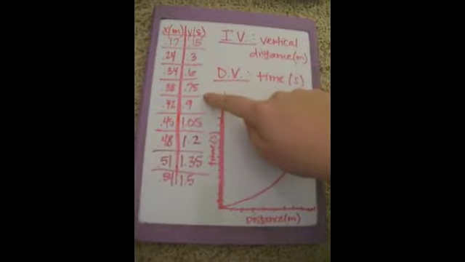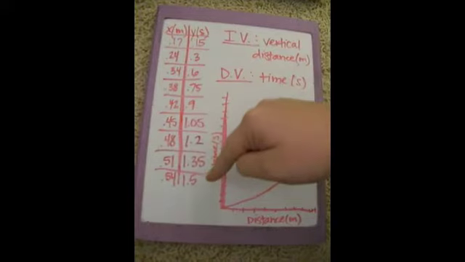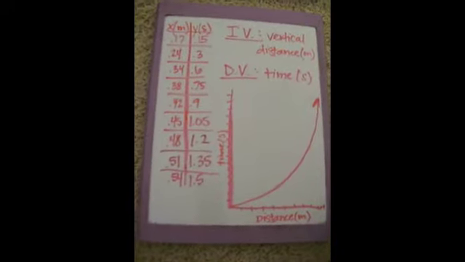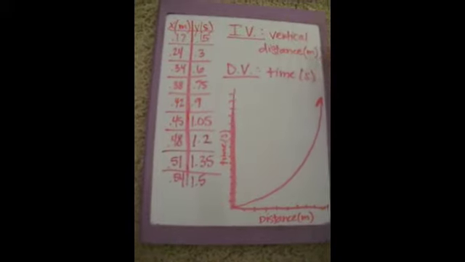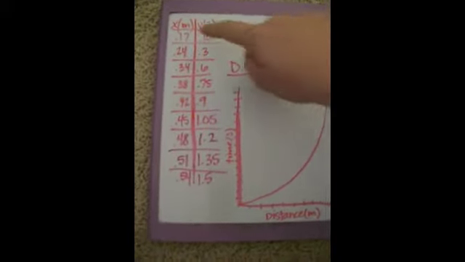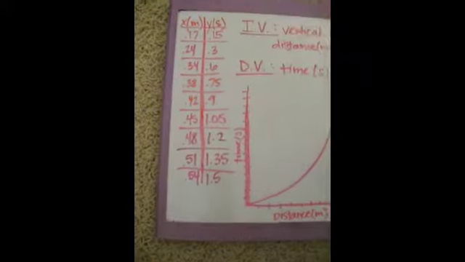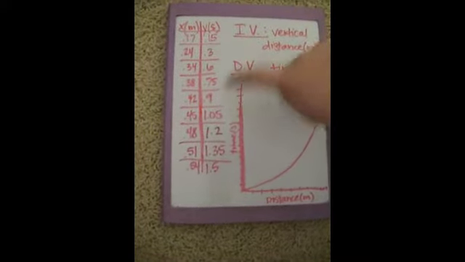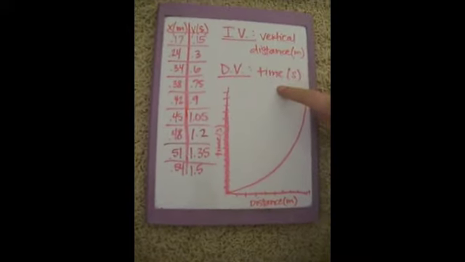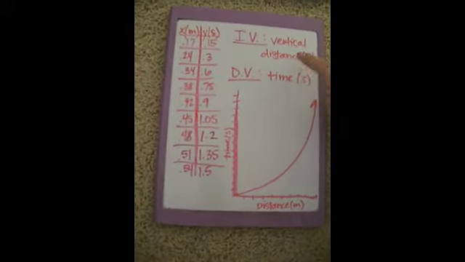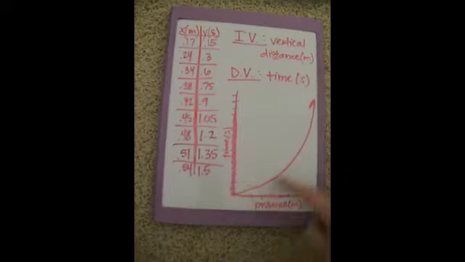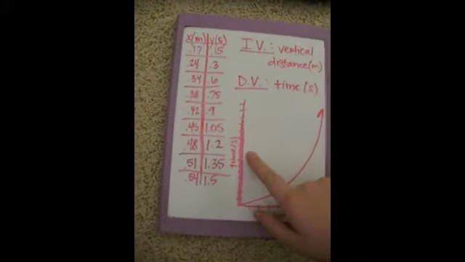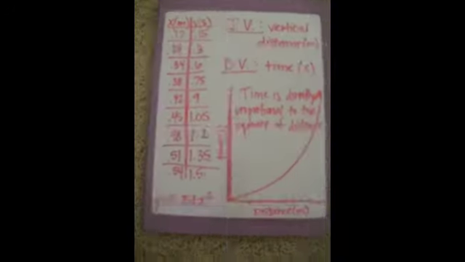Okay, this is our chart of the time it took to get to each 15 centimeter increment. And so we figured out that our independent variable is the vertical distance, like the meters, okay? And the dependent variable is the time it took to get to each vertical distance. And so now we've graphed it with the distance on the x-axis and the time in seconds on the y-axis.